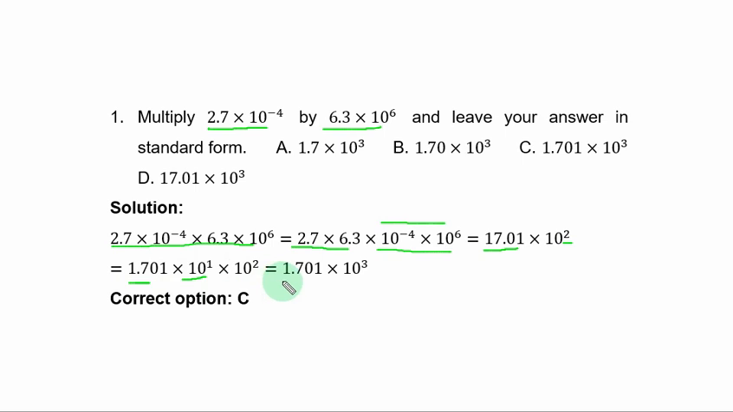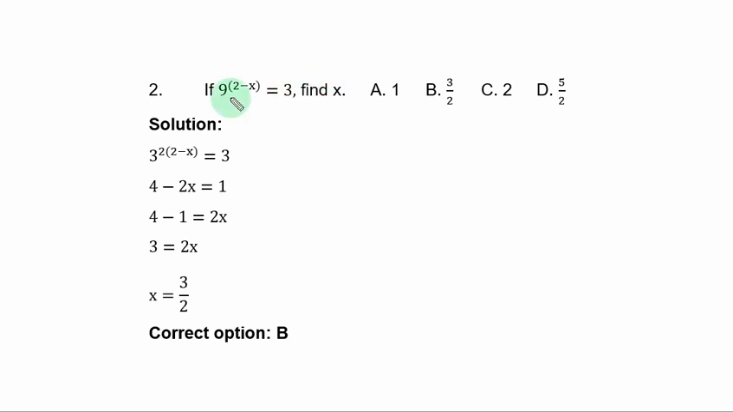So you have 1.701. By the same law of indices, if you add the powers, you have times 10 to the power of 3. C is the correct option.